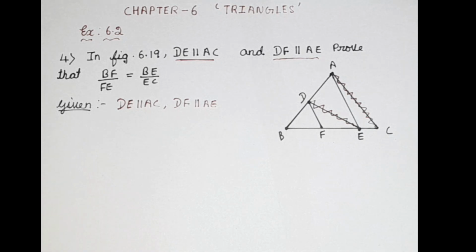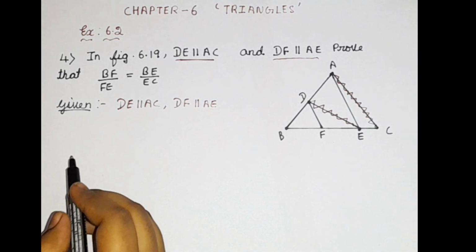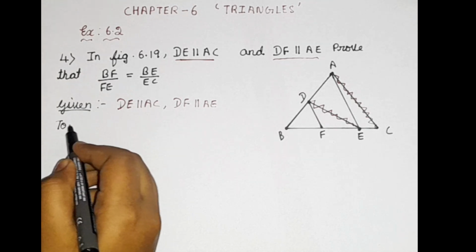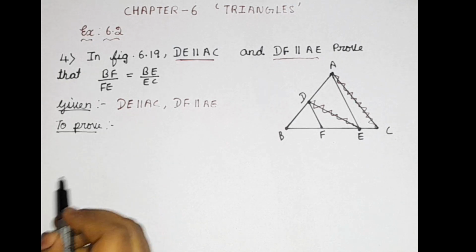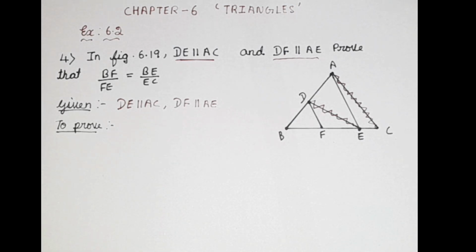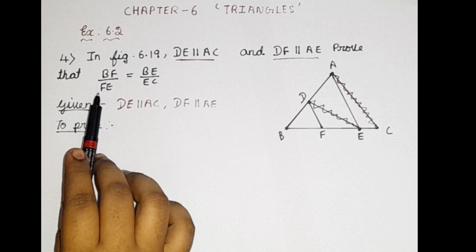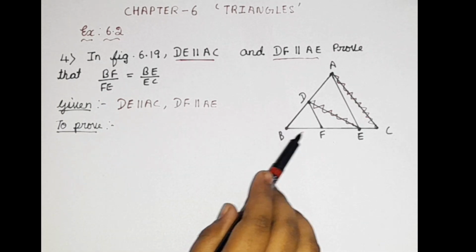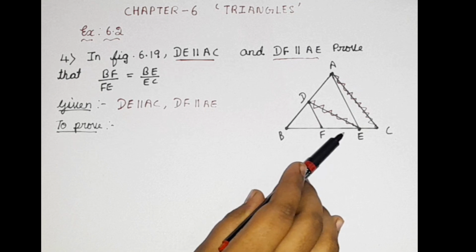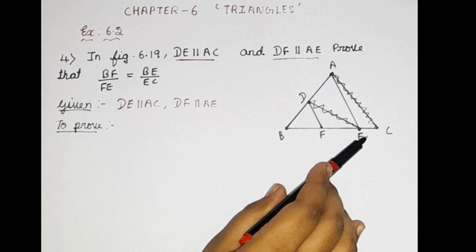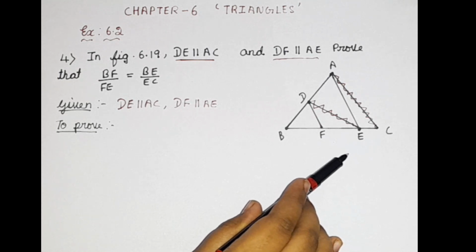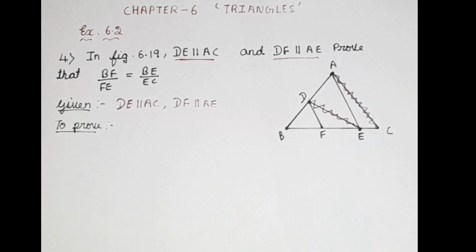And one more thing we are supposed to write is what we are supposed to prove. So to prove. What are we supposed to prove? We are supposed to prove this one, am I right? BF by FE. Where is BF? BF is here, FE is here, equal to BE by EC. Where is B? B is here. So we are supposed to prove this. Okay, now let us do it. First, let us write the given values.